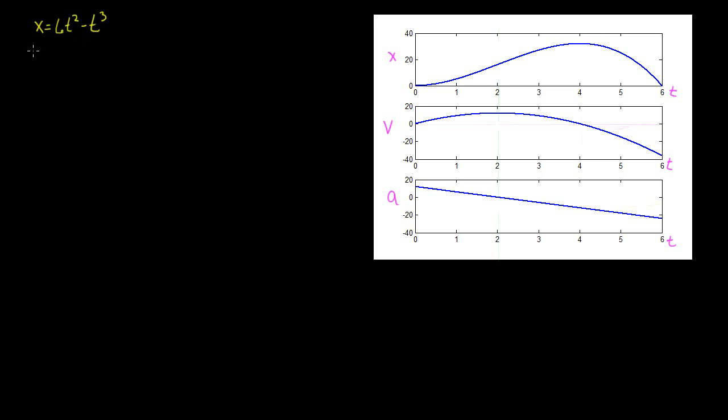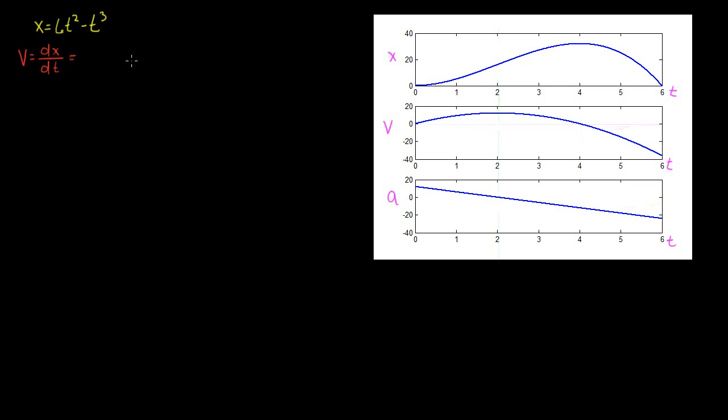Let's say we are given the equation x is equal to 6t squared minus t cubed, and x is the position of our particle. And we're interested in finding its velocity, and we're interested in finding its acceleration. So if we look at what its velocity is, we know its velocity is equal to the derivative of its position with respect to time.